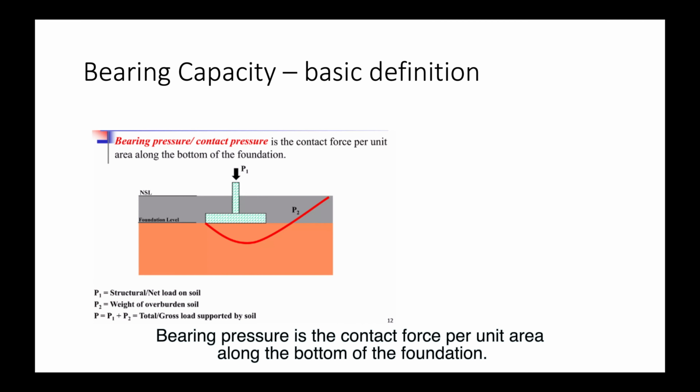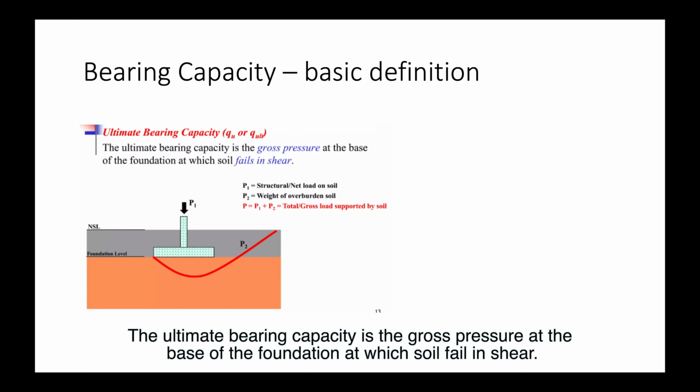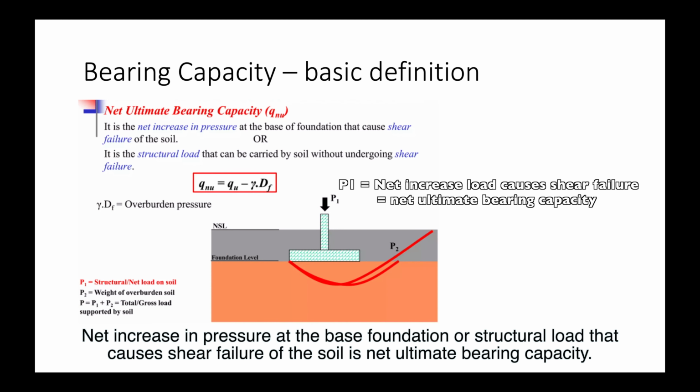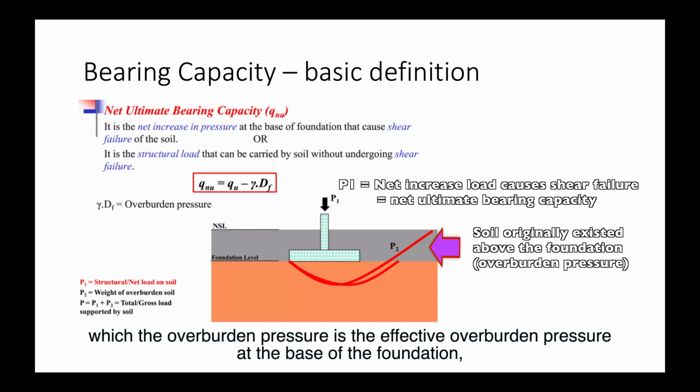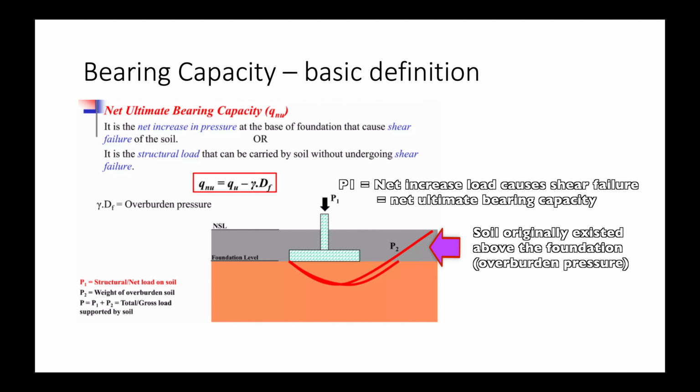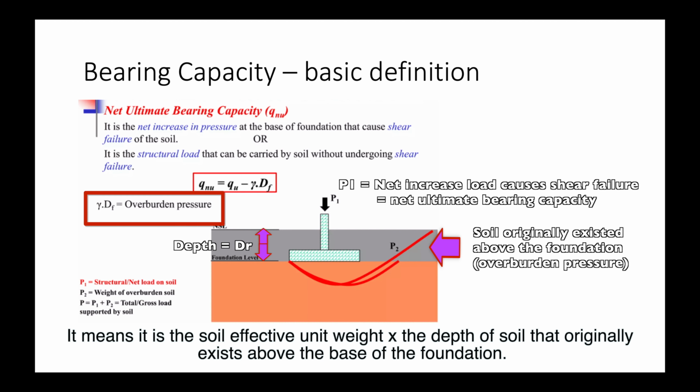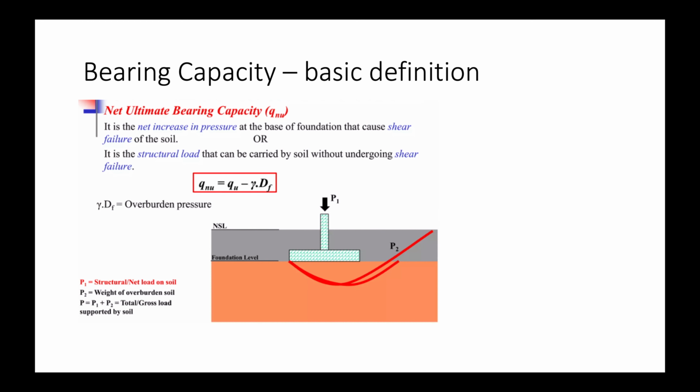Bearing pressure is the contact force per unit area along the bottom of the foundation. The ultimate bearing capacity is the gross pressure at the base of the foundation at which the soil fails in shear. The net increase in pressure at the base of the foundation, or structural load, that causes shear failure of the soil is the net ultimate bearing capacity. The net ultimate bearing capacity is the ultimate bearing capacity minus the overburden pressure, which is the effective overburden pressure at the base of the foundation. It means it is the soil effective unit weight times the depth of the soil that originally exists above the base of the foundation.